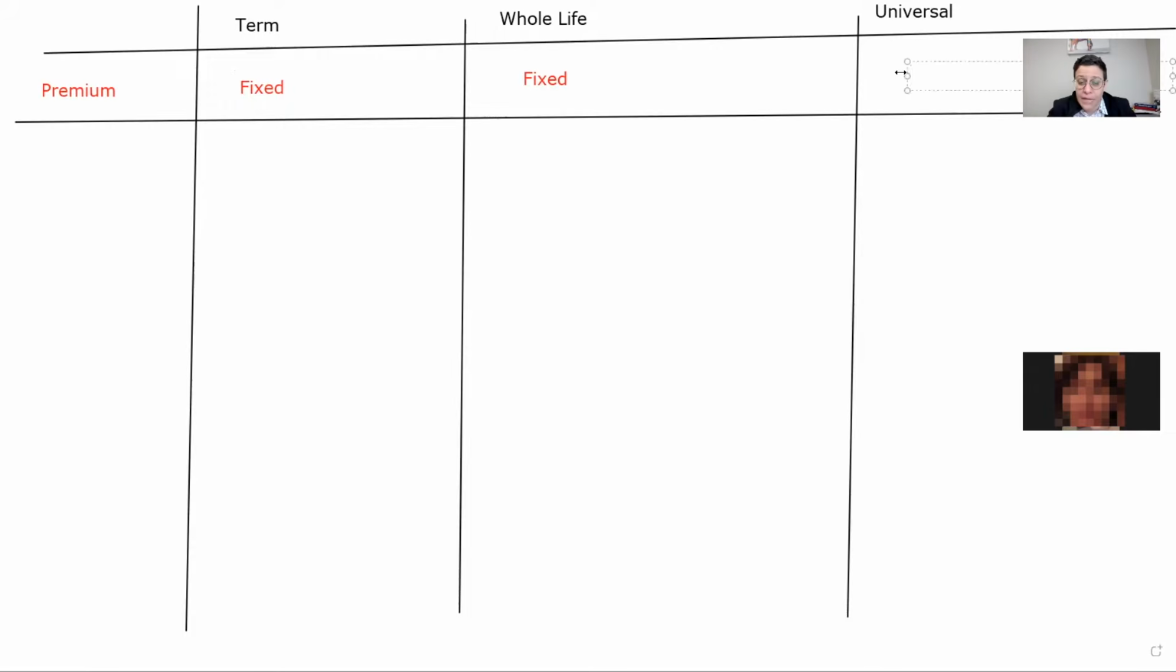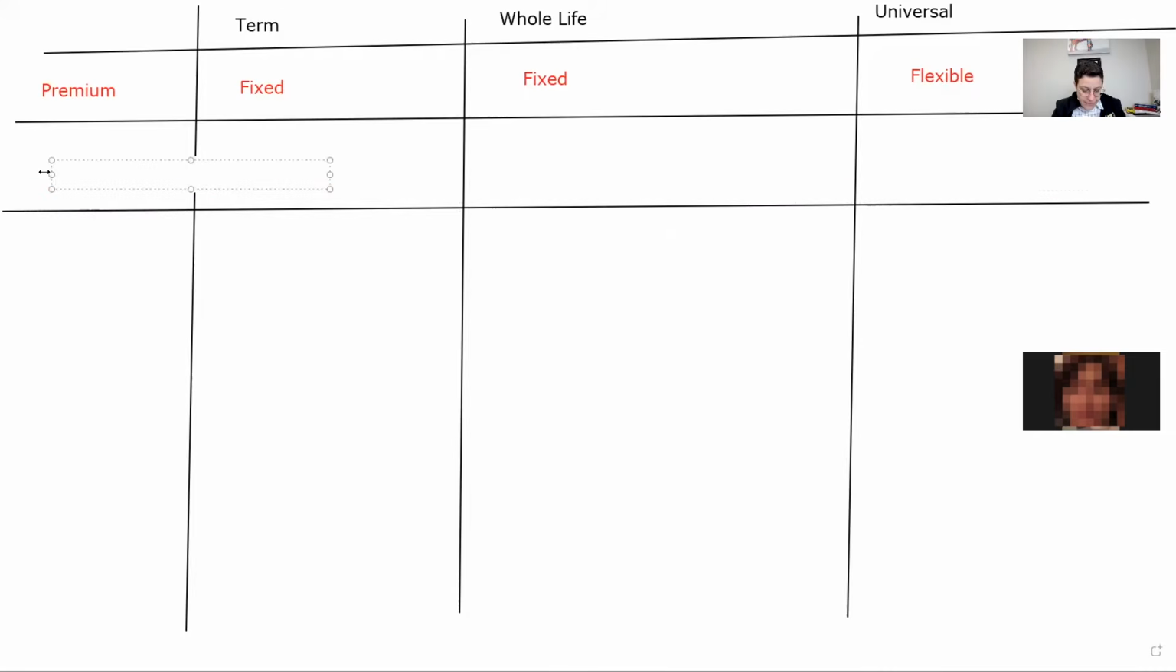The universal side of the policy is known as flexible, okay? So you know that if you see flexible, you shouldn't even be thinking about term or whole life, because the only policy that has a flexible premium is universal, okay? So this whole game is an elimination game, okay? So let's look at another line.